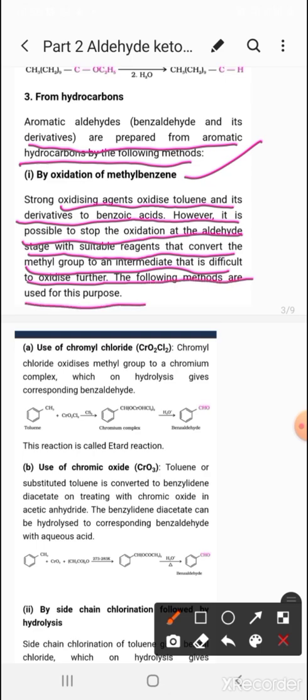So it is saying that if you add a strong oxidizing agent, toluene will directly convert to benzoic acid. So we want it to stop at the aldehyde. For that we are using some suitable reagents. These reagents will form a complex, an intermediate, which is very difficult to oxidize further. So if you hydrolyze that intermediate, that will give you the aldehyde. Fine. So this is the very first method.